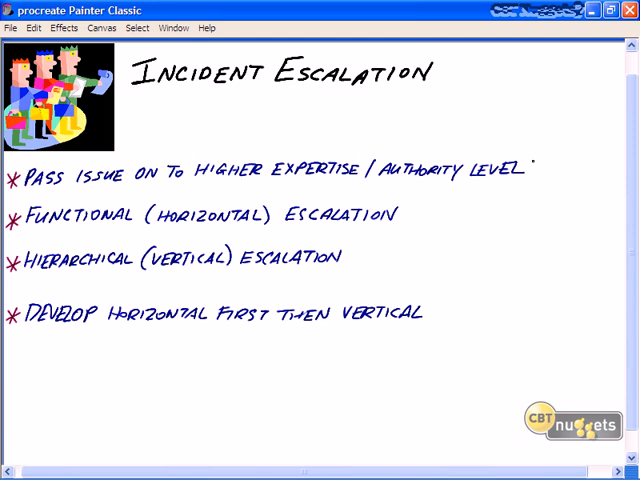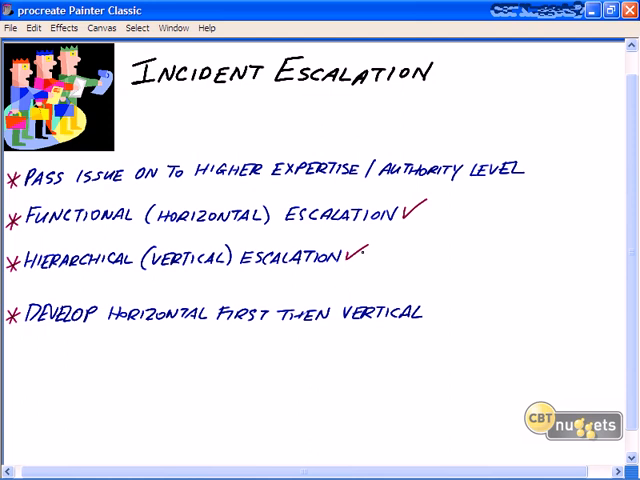Now there's two types of escalation. There's functional or horizontal escalation, and then there's hierarchical or vertical escalation. Functional escalation is the horizontal process of bringing in co-workers, okay? Bringing in in-sourced, in-house personnel with special skill sets or additional access privileges or just simply more time to deal with the incident. This may go beyond the boundaries of the service desk into other departments or into other business units. So it's a horizontal escalation.